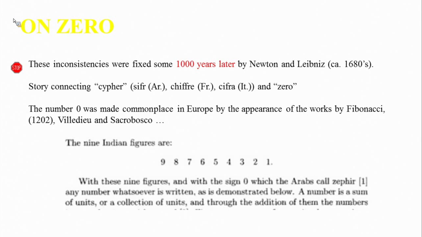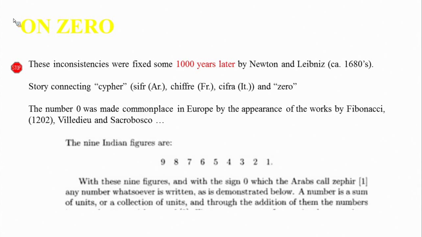0 was made commonplace in Europe by the appearance of works by Fibonacci and 2 other people, Villedieu and Sacrobosco. One is French, one is English, one is Italian, all around the same time. Books must have been lying around by Persian mathematicians that these guys were using at more or less the same time. It's fascinating. This bottom part is the beginning, chapter 1, line 1 of the book by Fibonacci, the 9 Indian figures. Now, this book was translated in 2002 from the original Latin. 1202 to 2002 is 800 years. We did not have an English translation of Fibonacci's work in 800 years.